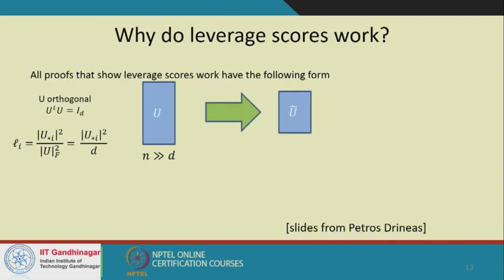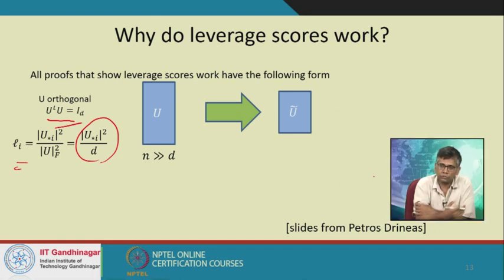So just to give some intuition as to why leverage scores work. All proofs that show leverage scores work have basically the following form. Consider U, which is an orthonormal basis of A. Because of that, U transpose U is actually the d by d identity matrix. It's not very hard to see. And these are the leverage scores that come out. So using these leverage scores, we go from U to U tilde. Sampling using the leverage scores like I described in the previous two slides, as well as using the normalization, we go from U to U tilde.